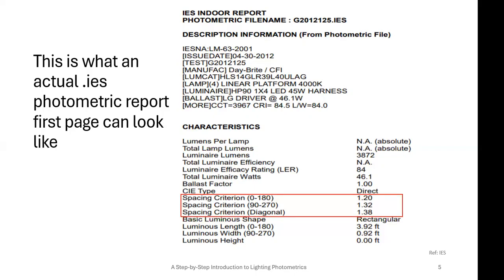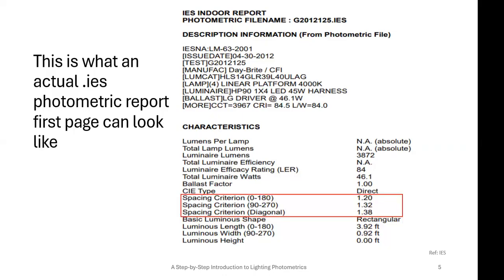The next category is something called spacing criterion. So this is how far you can space from one luminaire to the next and still have good uniformity. We'll talk about how that's calculated later. And then we'll go into some of the measurements. How long is the luminaire? How wide is it? And so forth. What are the measurements? Just to give you an idea.